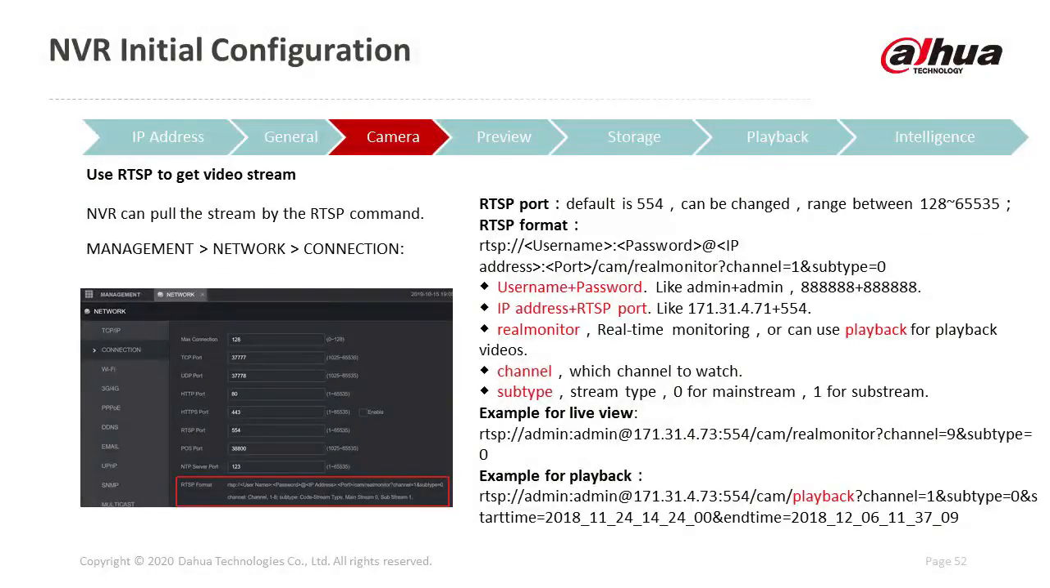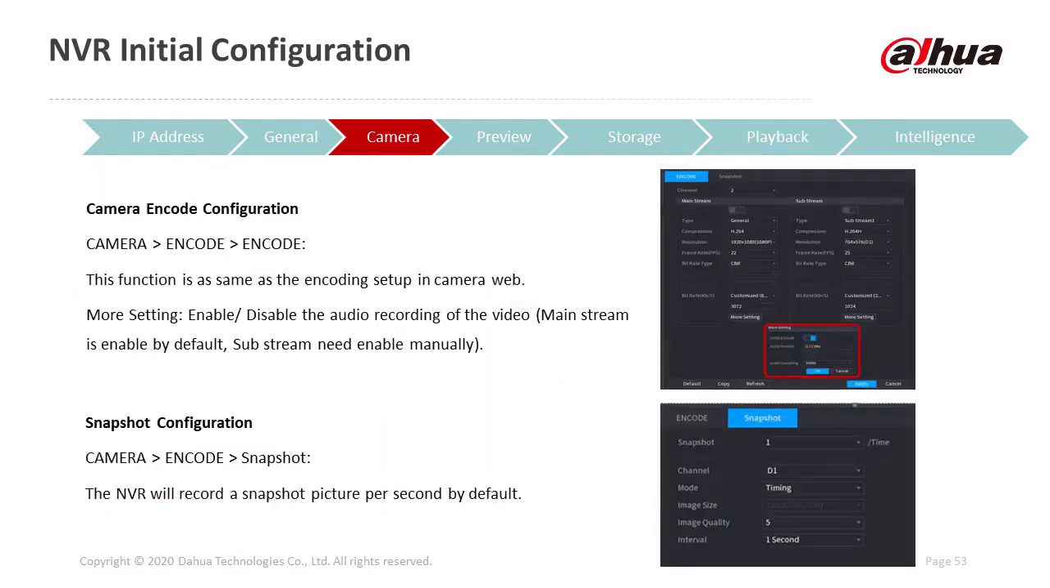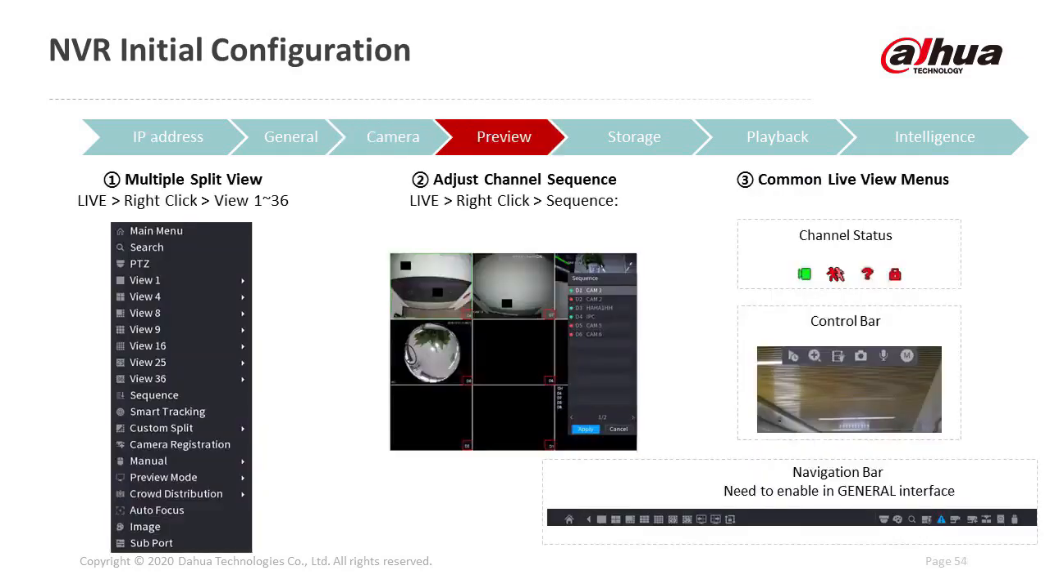NVR can receive the video stream by the RTSP command. Default RTSP port is 554. It can be changed. The camera encode configuration is as same as the encoding setup in Camera Web. The NVR will record a snapshot picture per second by default.